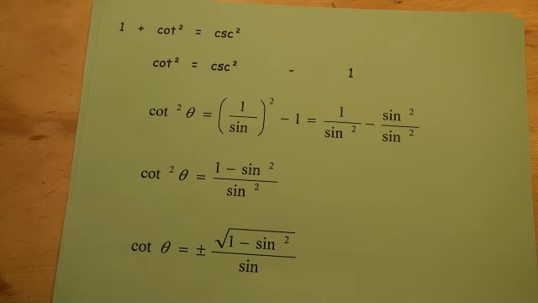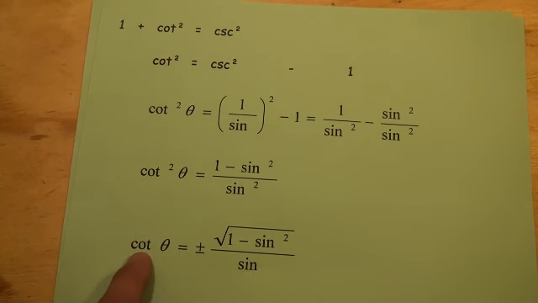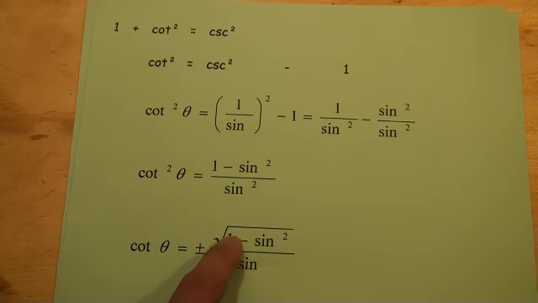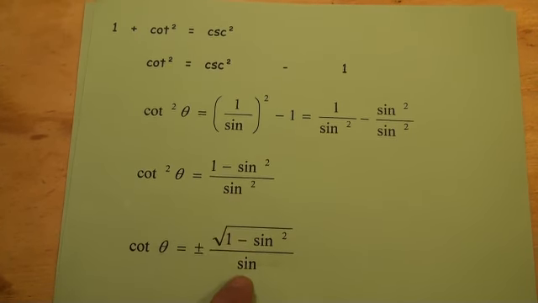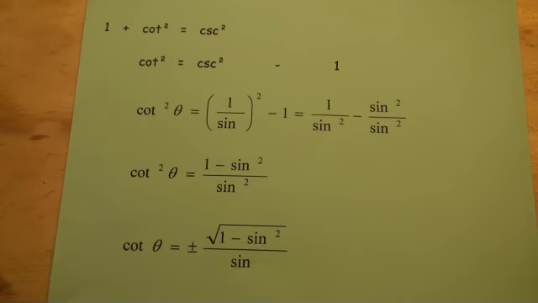Basically, all we do at this point is square root both sides, and upon doing so, we get plus or minus, and we have the square root of sine squared is just sine, so then the numerator just stays as 1 minus sine squared. So that is rewriting cotangent in terms of sine.